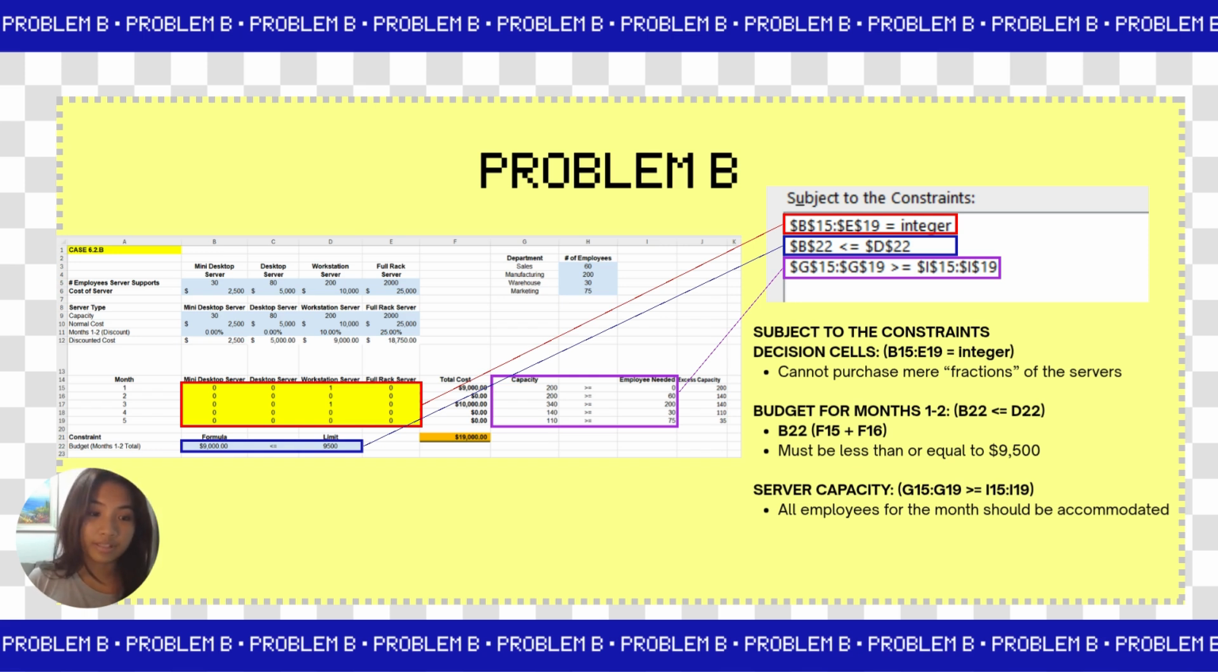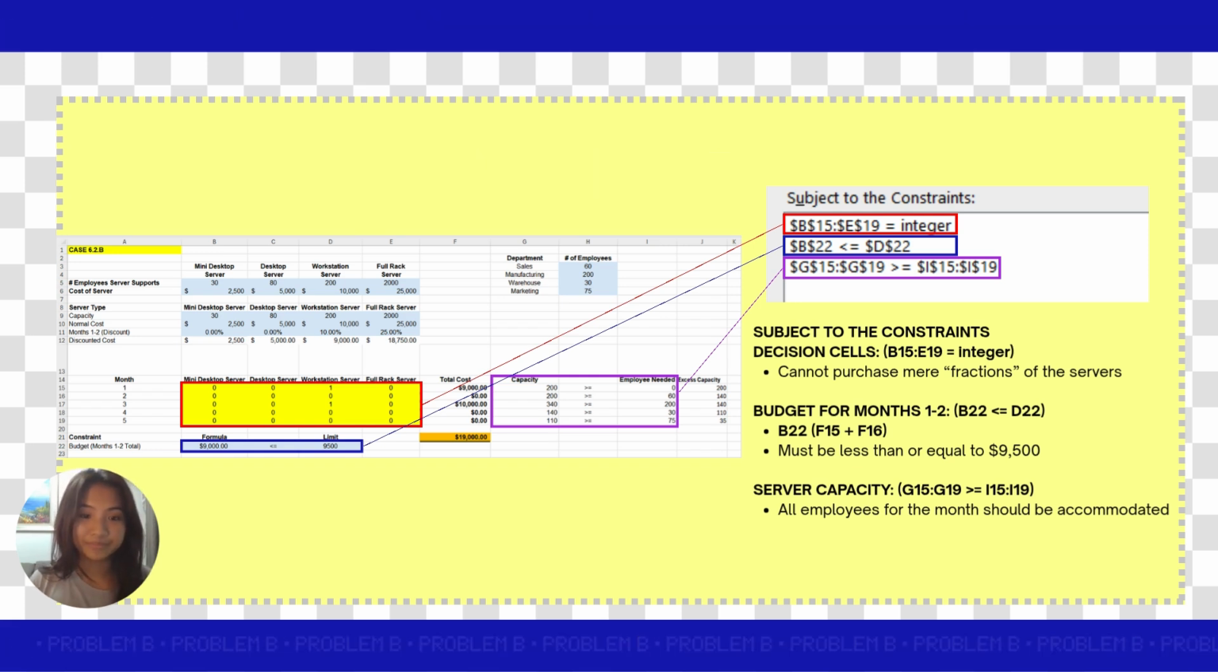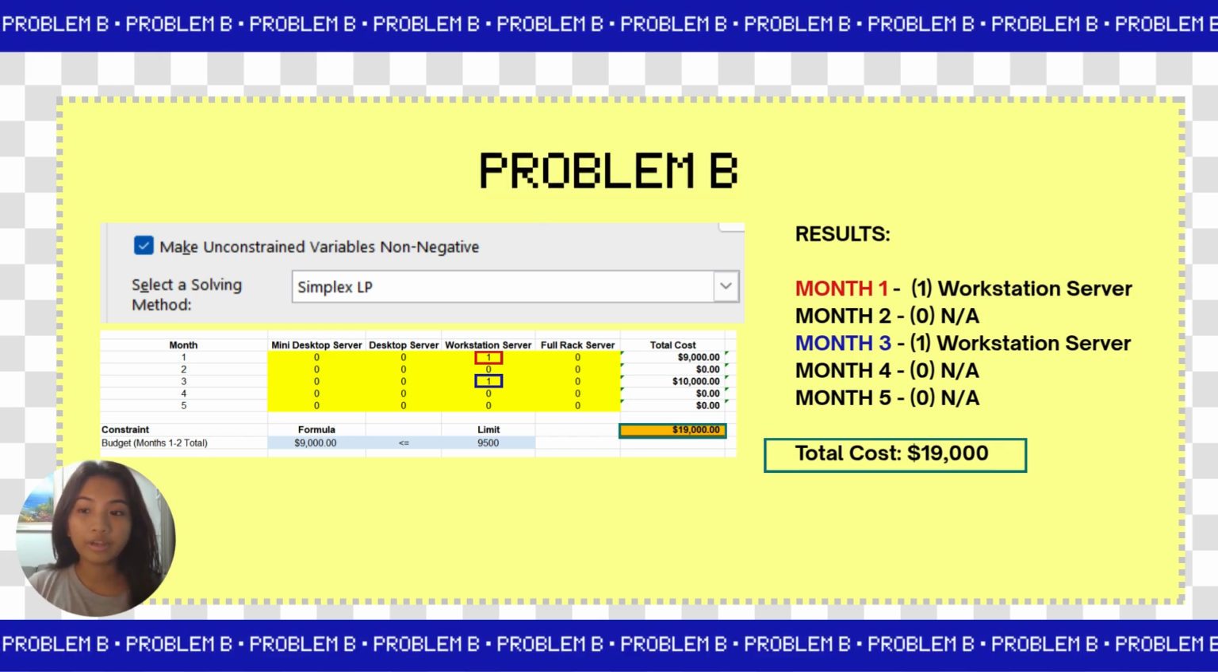And lastly, the server capacity G15 to G19 is greater than or equal to I15 to I19, meaning that the capacity is greater than or equal to the employees needed to ensure sufficient capacity, meaning that all employees for the month should be accommodated. Moving on to the results from months 1 to 5, we can see that month 1 has a purchase of 1 workstation server.